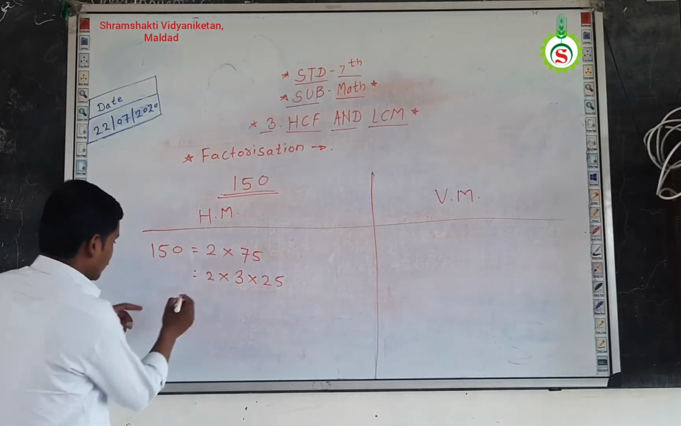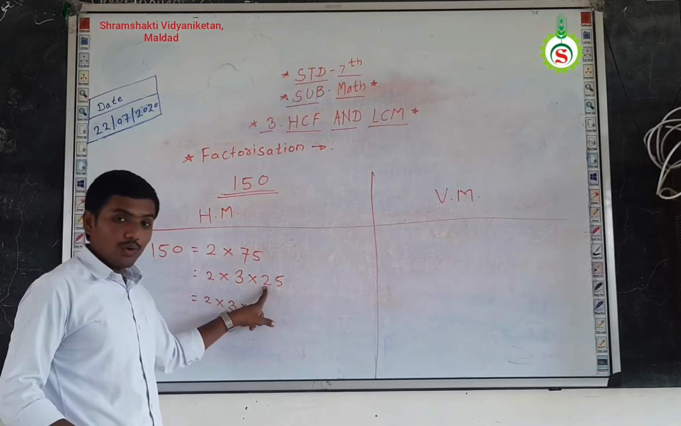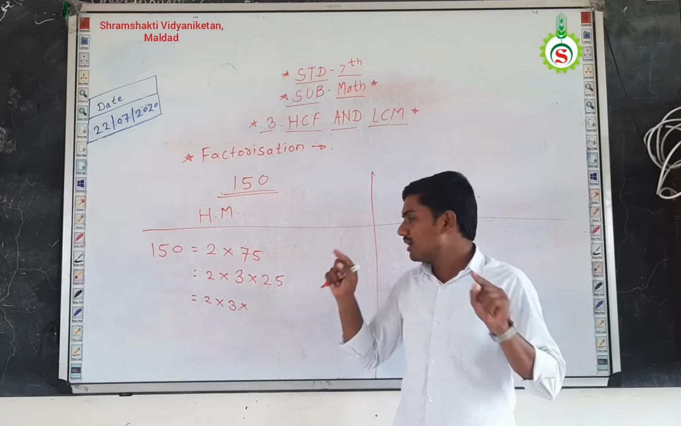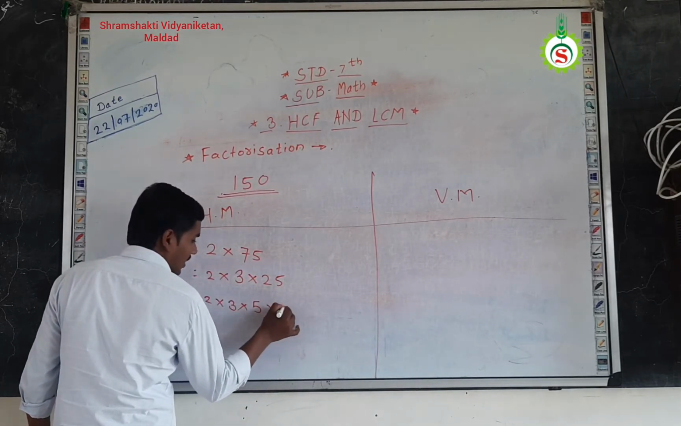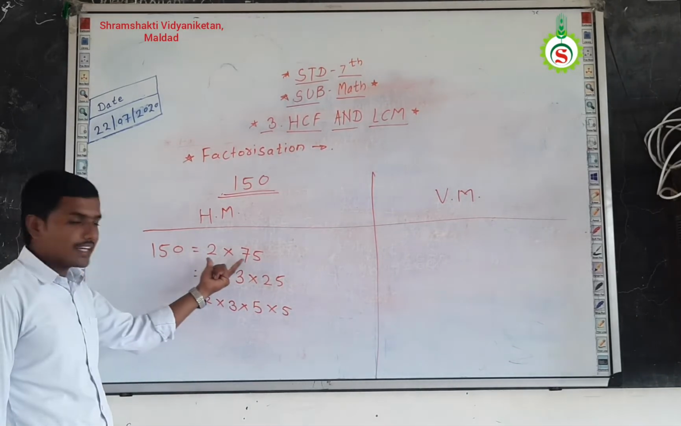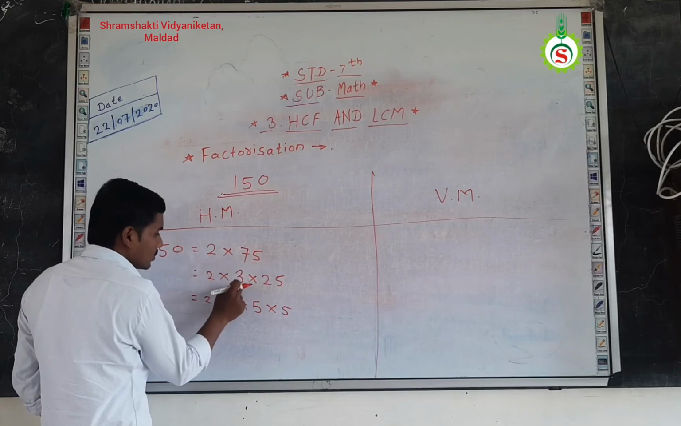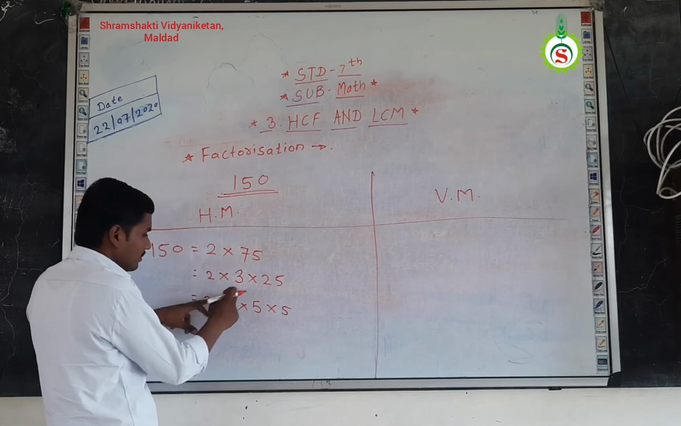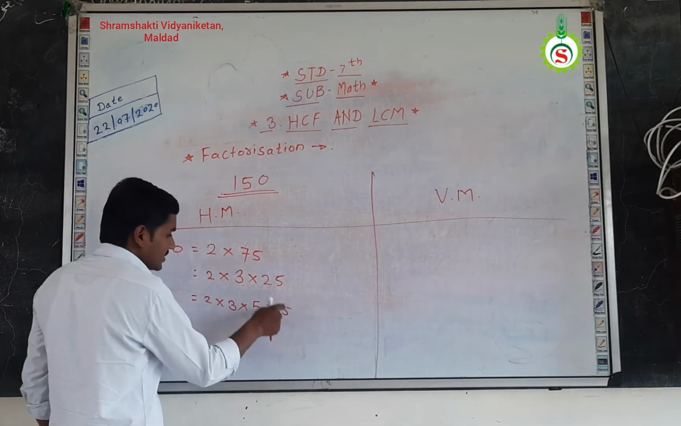Okay? Now, that 2 is not divisible by any other number, that 3 is not divisible by any other number, but that 25 is not divisible by 2, also not divisible by 3, not divisible by 4, but that 25 is divisible by 5. So 5 fives are 25. So if I want to factorize that 150 by the horizontal method, 2 into 75. Then 75, again I will divide into 3 into 25. That means 25 threes are 75. Now that 2 is not divisible by any other number. 3 is not divisible by any other number. But that 25 is divisible by 5. That's why 5 fives are 25.